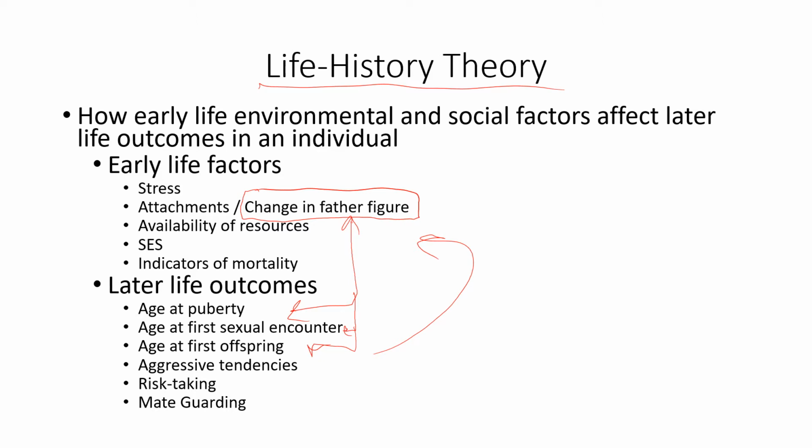And this has been extensively studied. It doesn't mean that everybody who has a change in father figure in the first 2 years of life is going to have these changes. It just means on average, that's the case. How about for boys? Well, for boys, SES and indicators of mortality lead to increased aggressive tendencies, increased risk-taking, and increased methods of mate guarding. These haven't been studied as extensively, but they have definitely been studied. So what we're looking at here is basically things that occur in the first few years of life.